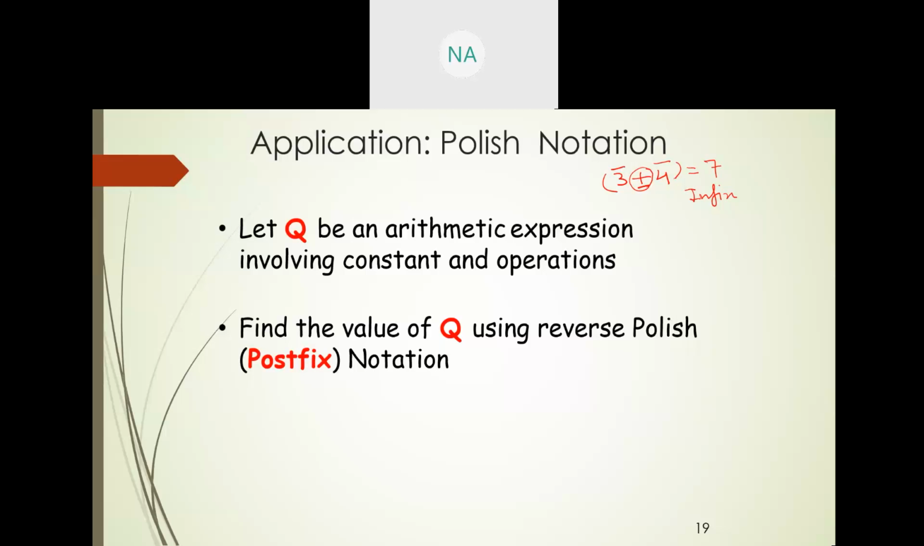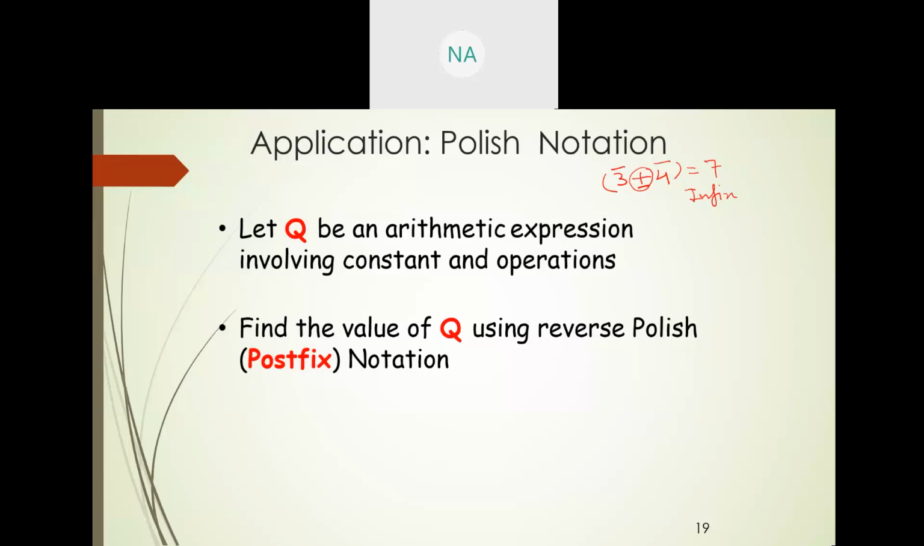Although stack is a very simple data structure, it is a very important tool and it is used in several critical applications. So we will discuss 3 or 4 applications. The first one we are going to discuss today is the evaluation of arithmetic expressions written in different forms of notations.